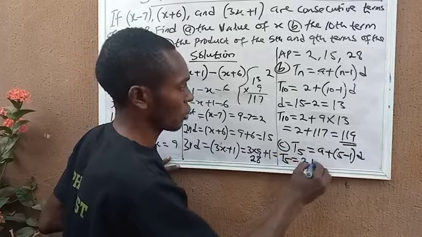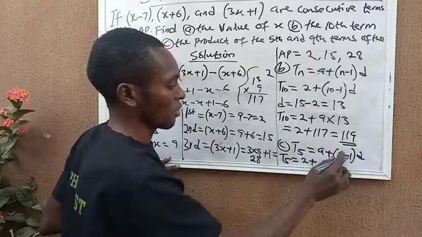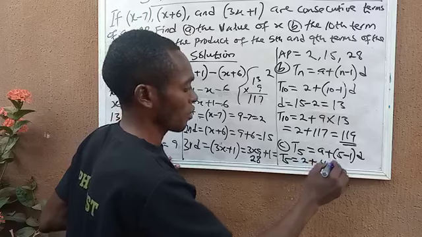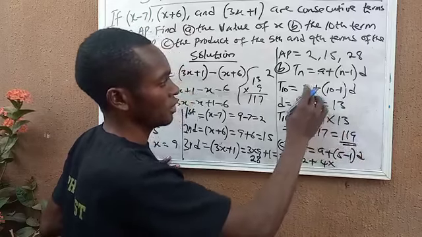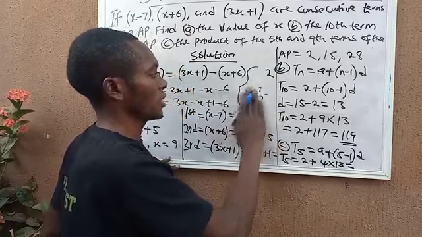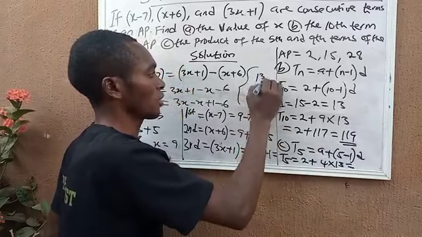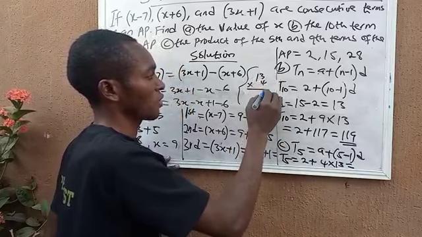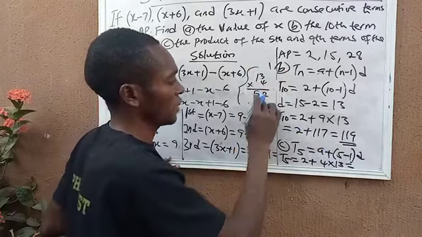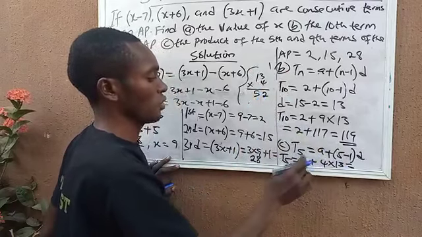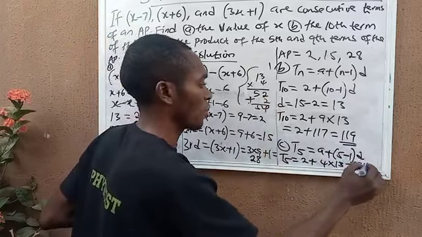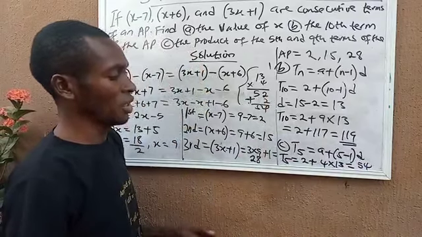So we know A is 2, let's have T5 equals 2 plus 5 minus 1, which is 4, times D. Our D is our common difference. We say D is 13. So we have 4 times 13. Let's do it here. 13 times 4: 4 times 3 is 12, write 2, carry 1. 4 times 1 is 4, plus 1 is 5. So 4 times 13 is 52. 52 plus 2, we have 54. So our fifth term is 54.